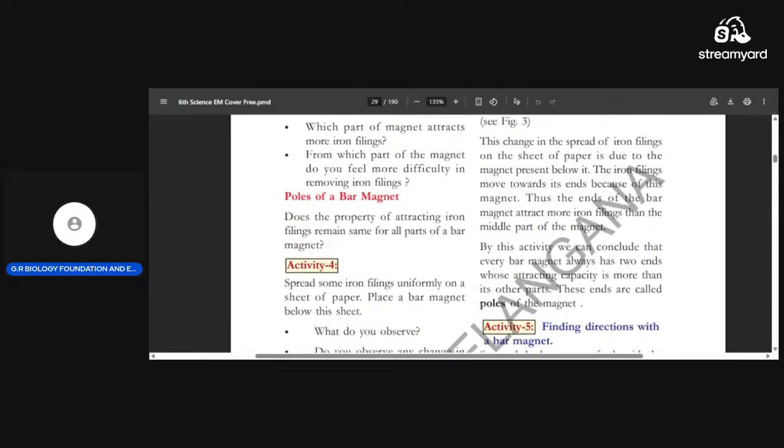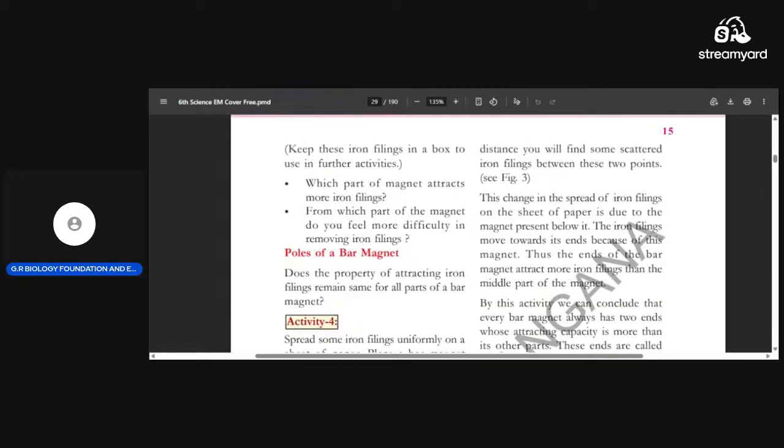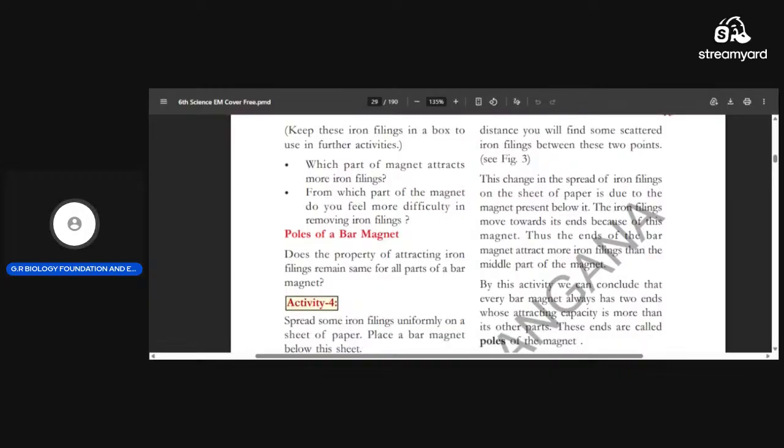Now, you will find some scattered iron filings between the two points. These changes in the spread of iron filings on the sheet of paper are due to the magnet present below it. We kept a magnet under it. That is the reason the filings move toward either side, to the ends, because of this magnet.